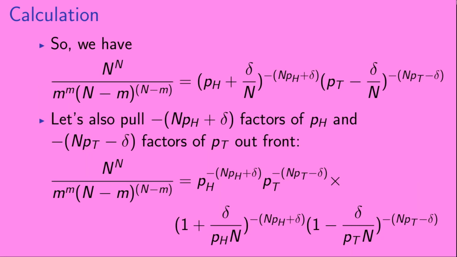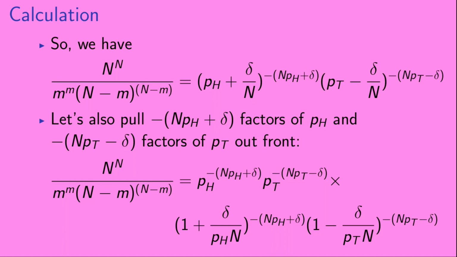So now we have that n^n over m^m (n−m)^(n−m) equals (ph+δ over n)^(−n(ph+δ)) times (pt−δ over n)^(−n(pt−δ)).